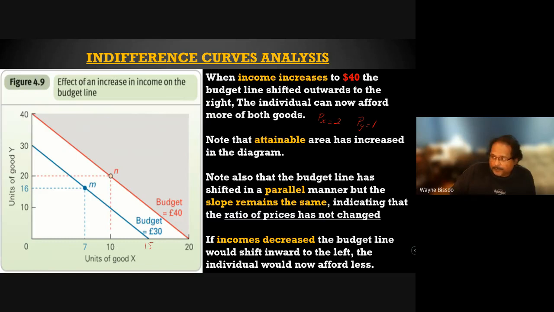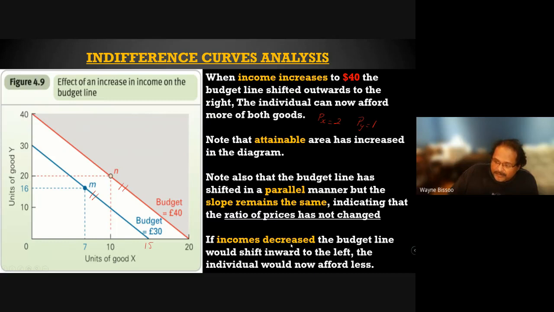But if our income goes up to $40, then we'll be able to buy 40 units of good Y, right? And 20 units of good X. That's this point here. You notice that the budget lines are parallel to each other, meaning that the slope didn't change. The reason for that is because the ratio of prices didn't change. The budget line has shifted in a parallel manner, but the slope remains the same, indicating that the ratio of prices has not changed.